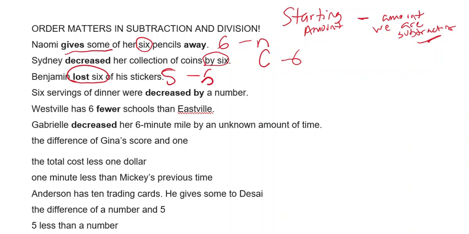6 servings of dinner were decreased by a number. Do we know how much we're subtracting? Do we know what we started with? If you look carefully, we will see that it says decreased by a number. We don't know what number they were decreased by. We just know they're decreased by some number. So we started with 6 and we're subtracting some number. 6 minus some number.